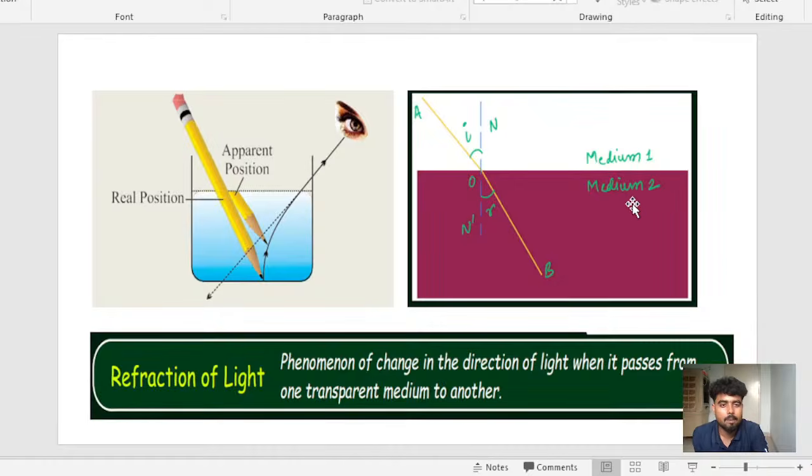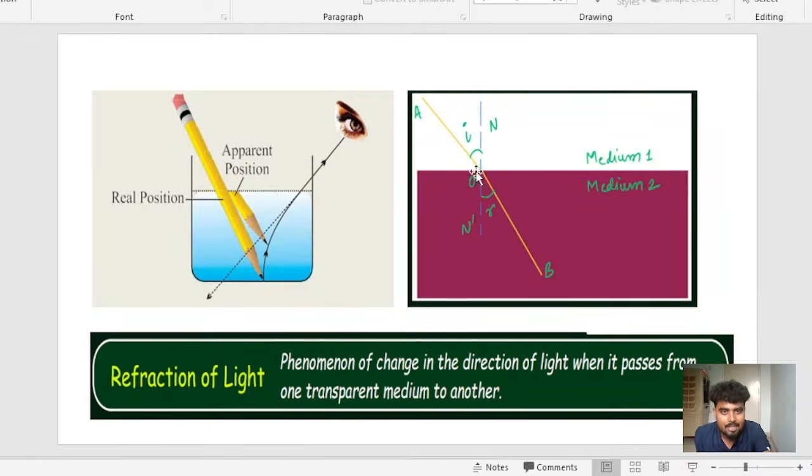Medium 1 and medium 2: let us consider medium 1 as the rarer medium and medium 2 as the denser medium. When a ray of light falls on the surface, what will happen in reflection? In reflection, bouncing back of light will take place. But here it is not going to happen. When a ray of light falls on the surface, bending takes place. It is not a straight line.